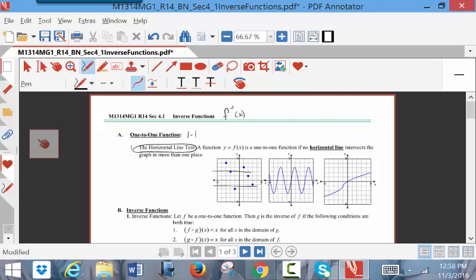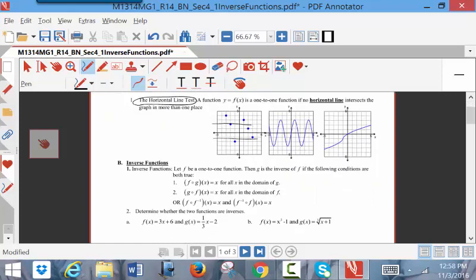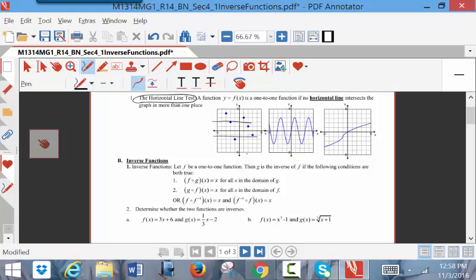In this first graph, since I strike a horizontal line and can never touch it but one time, this is a one-to-one function. Now the second graph, this wave, if I draw a horizontal line, I'm going to hit that wave in many locations. I touch it many times rather than just one, so it is not one-to-one. And then the last one, anytime you strike a horizontal line, you will only touch it once.